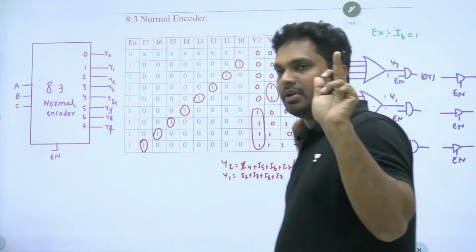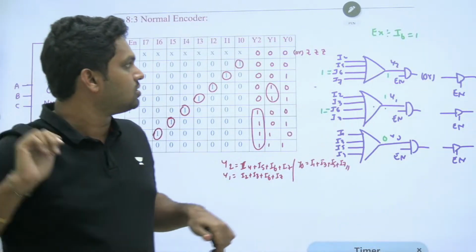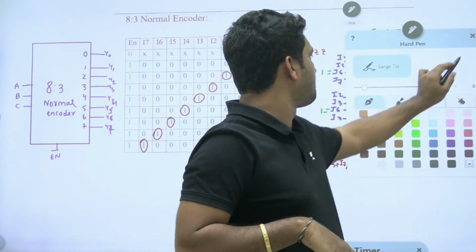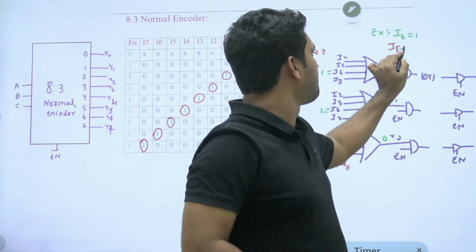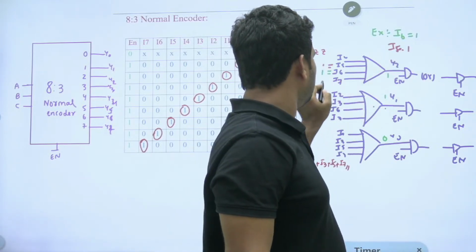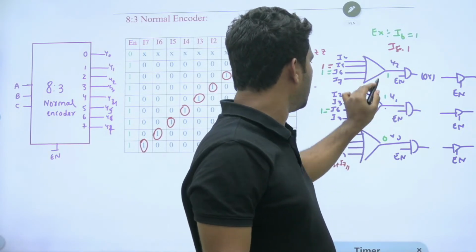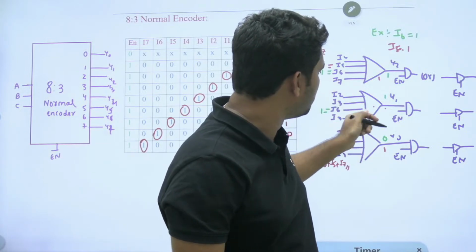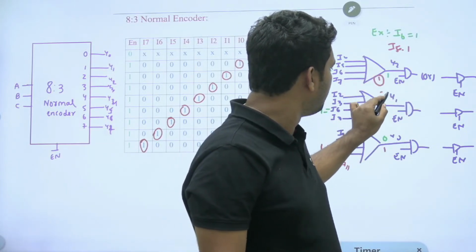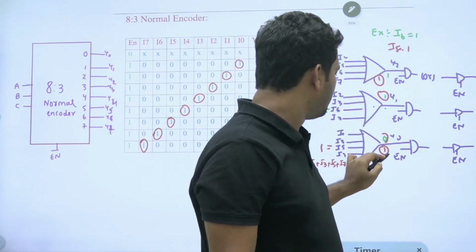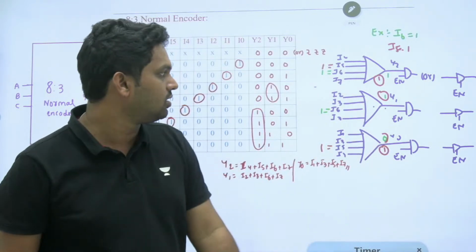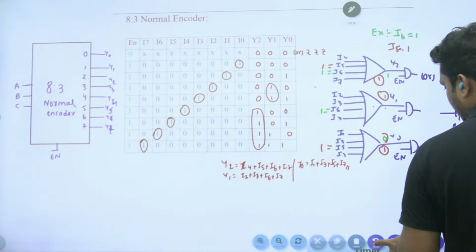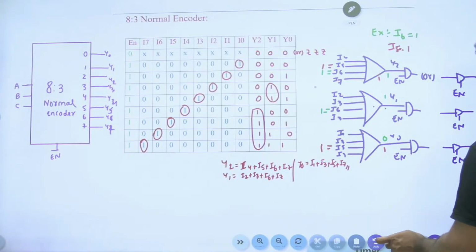But the problem happens when two inputs are 1 at a time. Suppose I5 is also 1. You get 1 and 1 here. In an OR gate, if any one of the inputs is 1, you get output 1. So all ones will come, which is the wrong answer. You understand? So when more than one input is equal to 1 at a time, this will not work properly. It will work only when one input is 1 at a time, but not more than one.